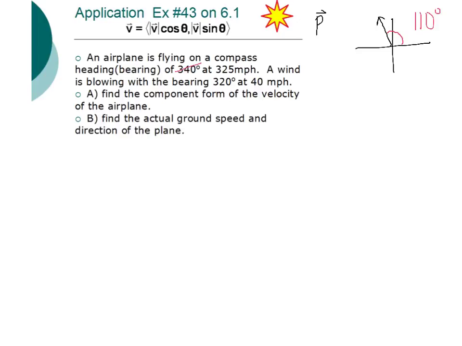Now my wind vector has a bearing of 320, so that's a little less than what my plane is doing. So it's going to look more like this kind of thing. And it's going to be much, much shorter because it's only going 40 miles per hour, and that represents your magnitude. In the end, though, it kind of helps my plane, and my resultant goes from here to here. And ultimately, that's what I'm shooting for: what is the plane really doing? What is the resultant going to be?